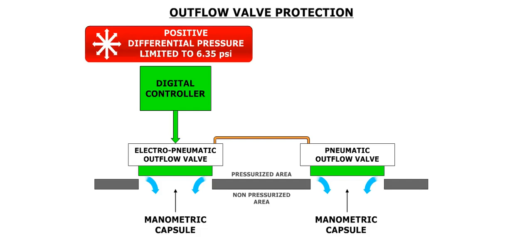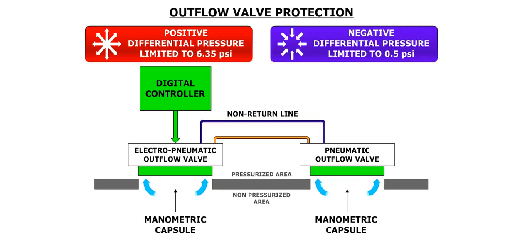The outflow valves provide positive and negative pressure protection. Each outflow valve incorporates a manometric capsule which will open the outflow valve in the event the cabin pressure differential exceeds 6.35 psi. In the event the cabin pressure differential exceeds negative 0.5 psi, a non-return line will also open the outflow valve to relieve the negative pressure differential.